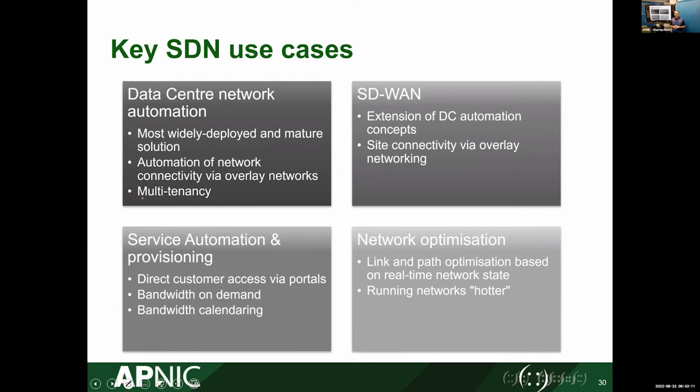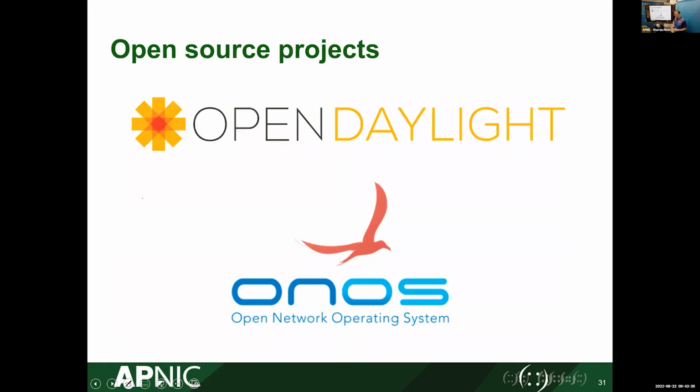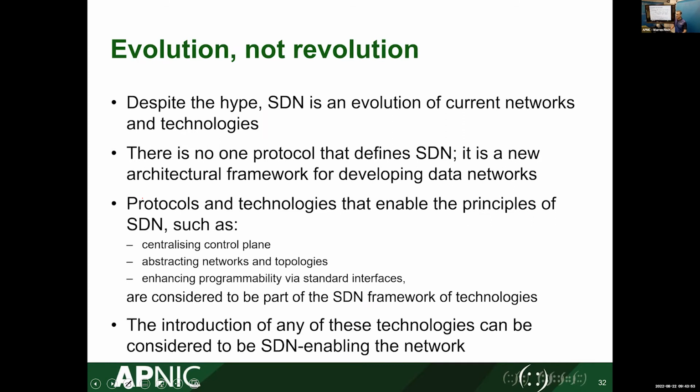What about network optimization? So if I've got real-time network state information about my underlay network, I can then determine how to run my traffic so I optimize my throughput. So I can run what's referred to as a hotter network, running the network hotter because I'm basically sending traffic through everywhere. There are lots of open source projects out there. We're focusing on the OpenDaylight one today, but there's also the Open Network Operating System, ONOS. Unfortunately, we don't have a lab yet. I haven't had time to write one. We'll watch this space. Hopefully we'll get something there.